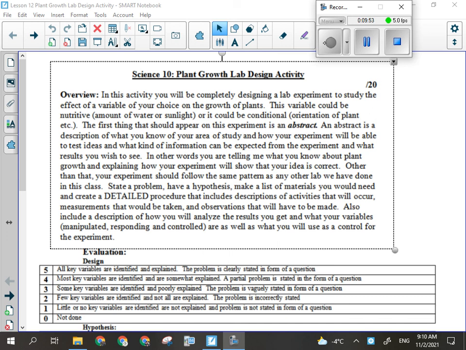Oh, it was just about the abstract. So it's just what you know about plant growth, what you know about the factor that you're choosing, and some practical application.